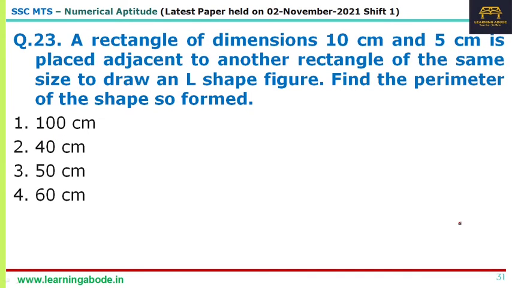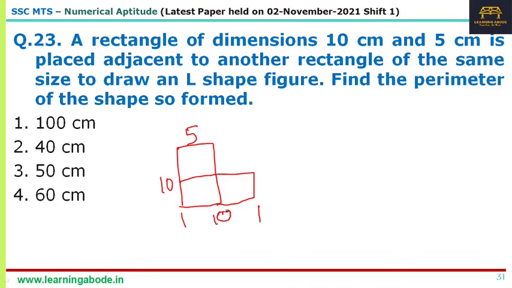Now question number 23. A rectangle of dimension 10 centimeter and 5 centimeter is placed adjacent to another rectangle of the same size to draw an L-shape figure. Find the perimeter of the shape that is so formed. So you have a rectangle of 10 and 5, and you are placing another rectangle like this, wherein this is 10 and this part is 5.